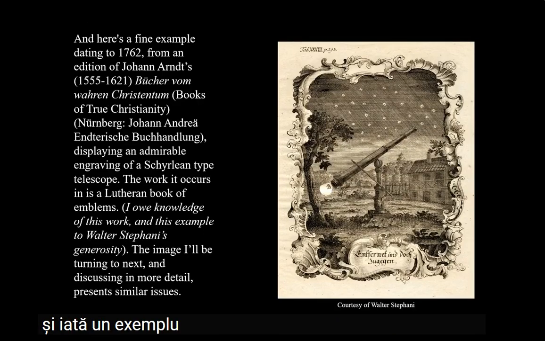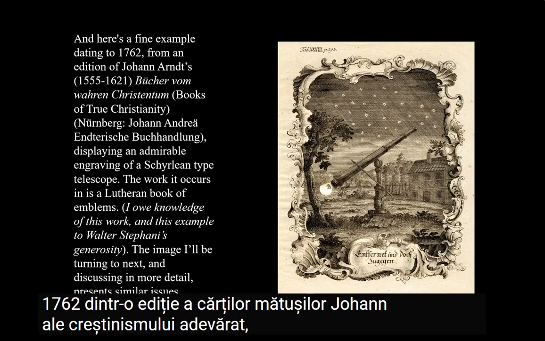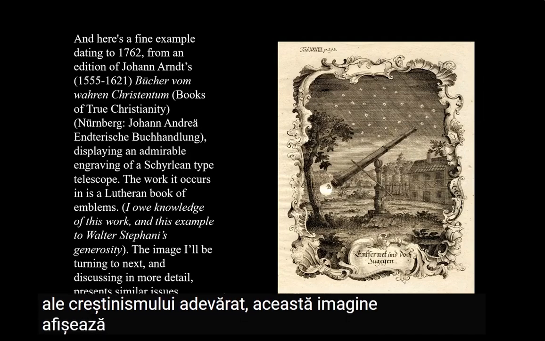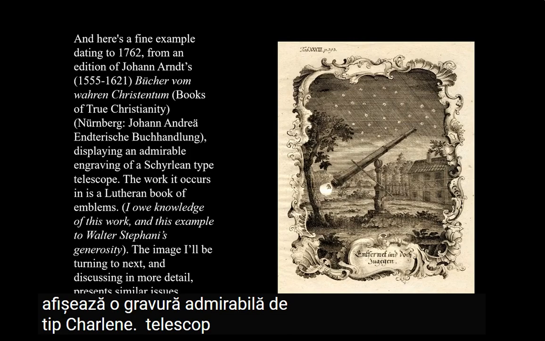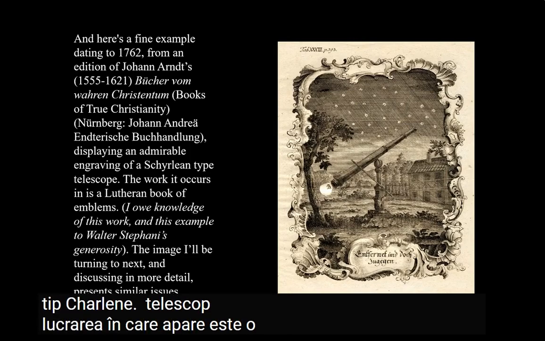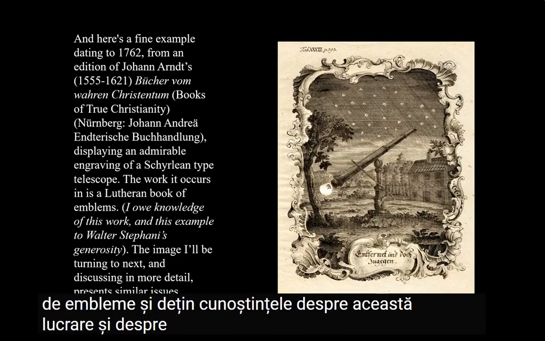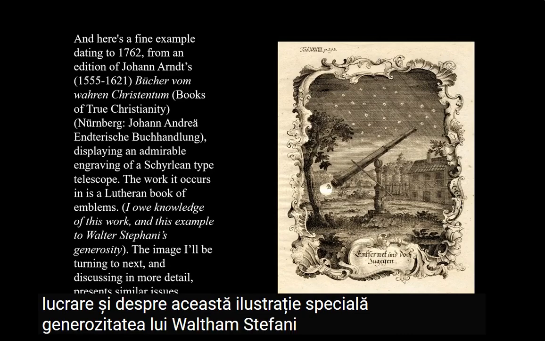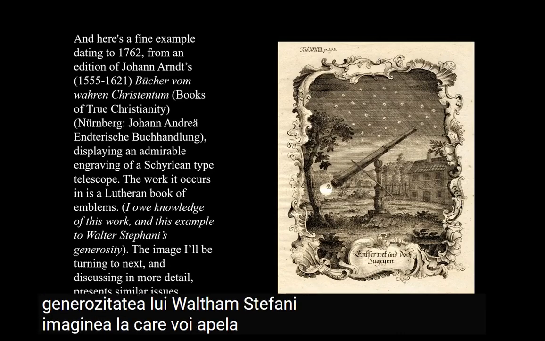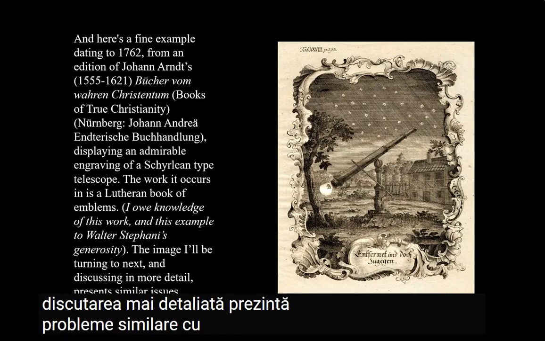And here's a fine example dating to 1762 from an edition of Johann Arndt's Books of True Christianity. This image displays an admirable engraving of a Galilean-type telescope. The work it occurs in is a Lutheran book of emblems, and I owe knowledge of this work and of this particular illustration to Walther Stefani's generosity. The image I'll be turning to next and discussing in more detail presents similar issues to this image.